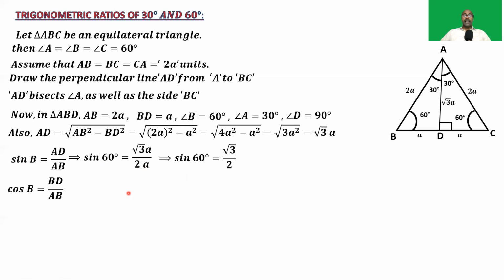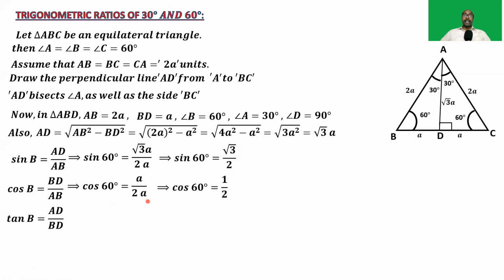Also, cos B is equal to BD by AB. Again, substituting the values of BD and AB, we get cos 60 degrees is equal to A by 2A. So by cancelling A, we get cos 60 degrees is equal to 1 by 2.